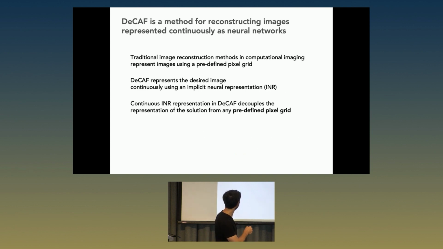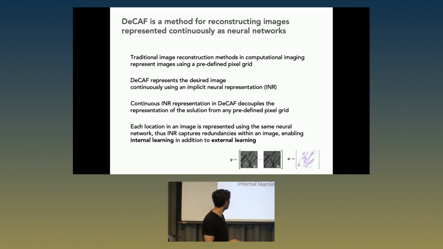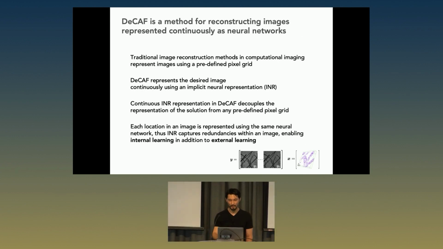Now, the key point is that this continuous representation will decouple the solution from a predefined pixel or voxel grid, which could be advantageous in settings, for example, in very high dimensional settings for performing estimation. And then basically, we're going to use the same neural network at each location, just like in traditional NeRF approaches. So that neural network will somehow also capture redundancies within the image, which can be interpreted as having some form of internal learning ability, although maybe that's a stretch, but there is definitely some regularization coming from the NeRF itself.